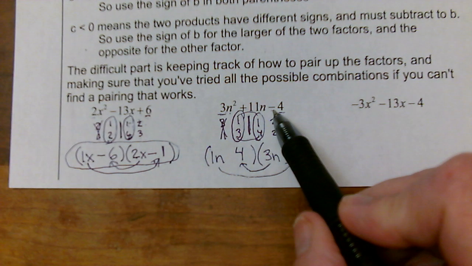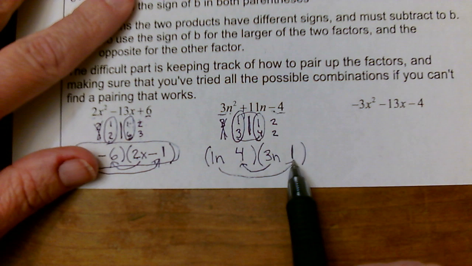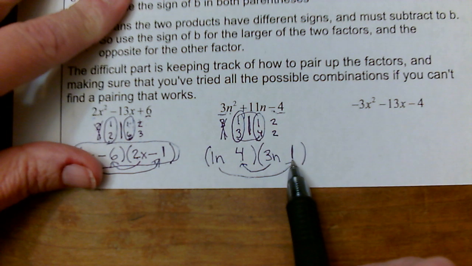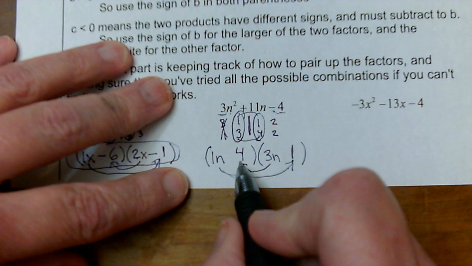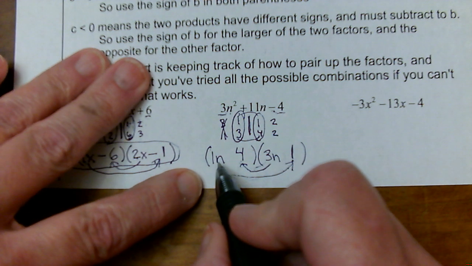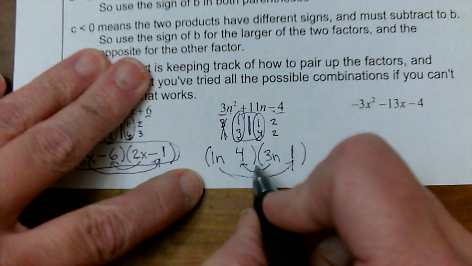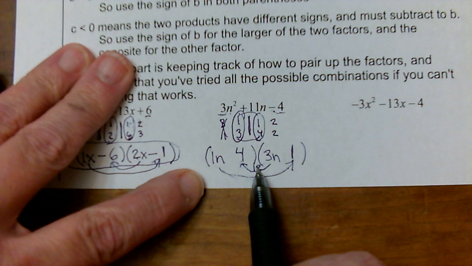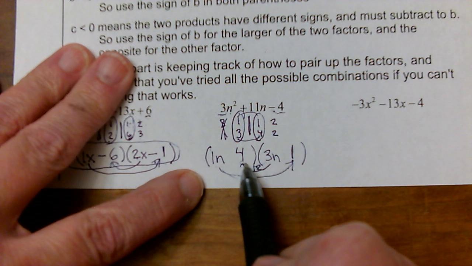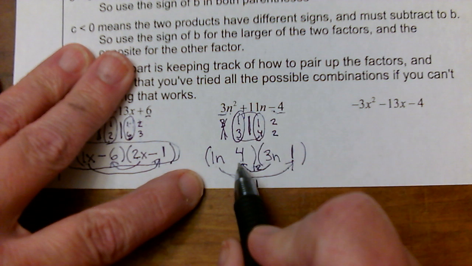This is a subtraction sign this time. So since that number at the end is negative, that means these two numbers have to have opposite signs. And to decide which one gets the sign from the middle, we look at our outer and inner products. Well, 1 times 1 gives me 1, and 4 times 3 gives me 12. 12 is the bigger product. So the product that gives me 12 has to have the same sign as the middle.